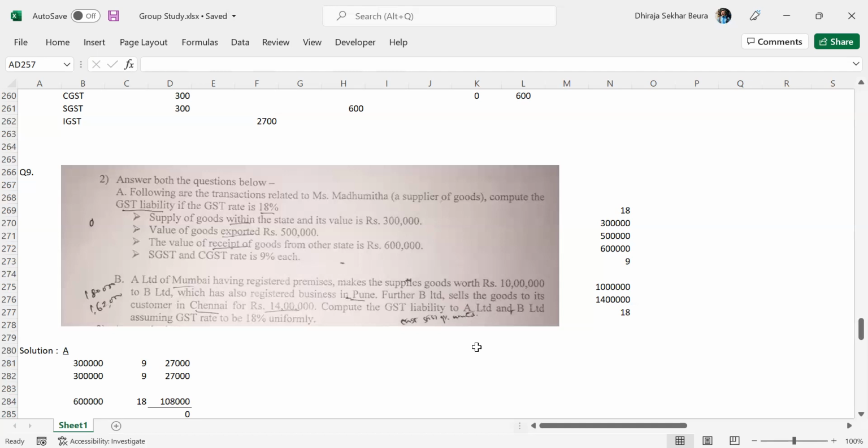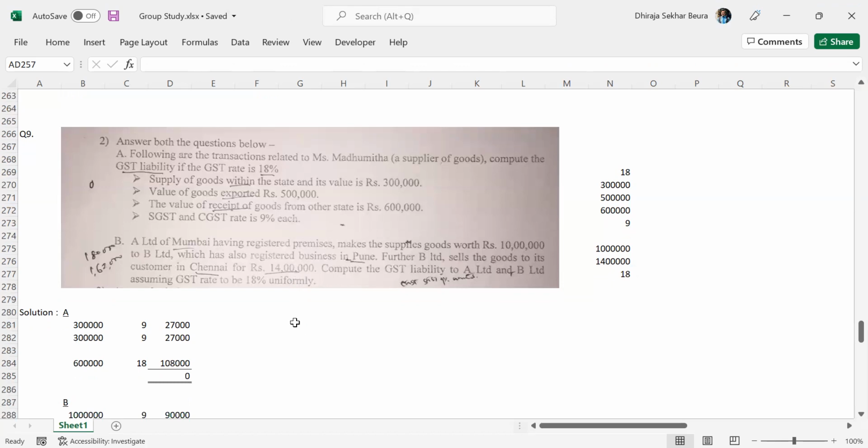The value of receipt of goods from other state. So he's receiving in the interstate from other state. The purchase is from other states. Sale is inside the state only. So output is CGST and SGST. Input is IGST. Okay. Now that is clear, and SGST and CGST are 9% obviously.